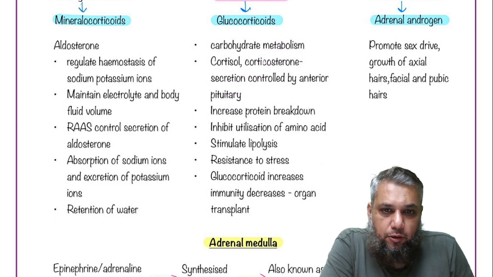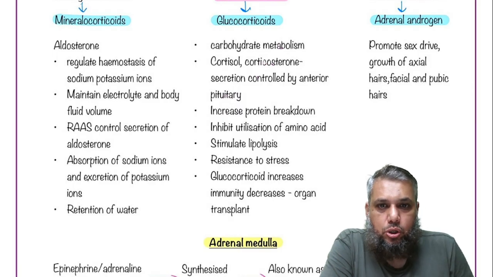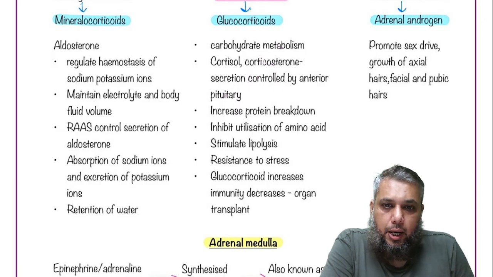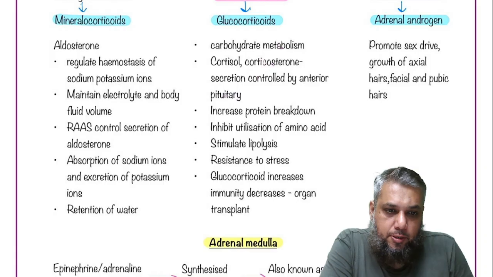It's also an anti-inflammatory hormone. Histamine, which is inflammatory, cortisol works against it and decreases our inflammation. Cortisol is also used to prevent graft rejection during kidney transplant and other organ transplants.